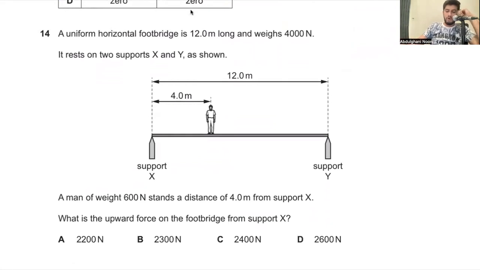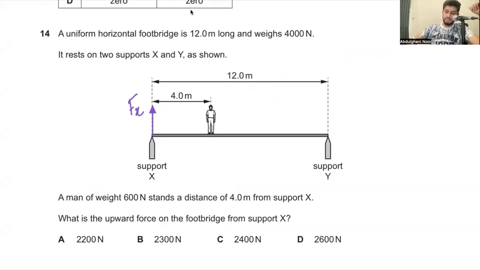Question 14 says, a uniform horizontal footbridge is 12 meters long and weighs 4,000 Newton. It rests on two supports X and Y as shown. A man of weight 600 Newton stands at a distance of 4 meters from support X. What is the upward force on the footbridge from support X? अब इनको चाहिए कि आप हमें बताओ कि भाई what is the upward force at X? Let's call this Fx. Now there are two forces. One will be Fx, the other will be Fy.